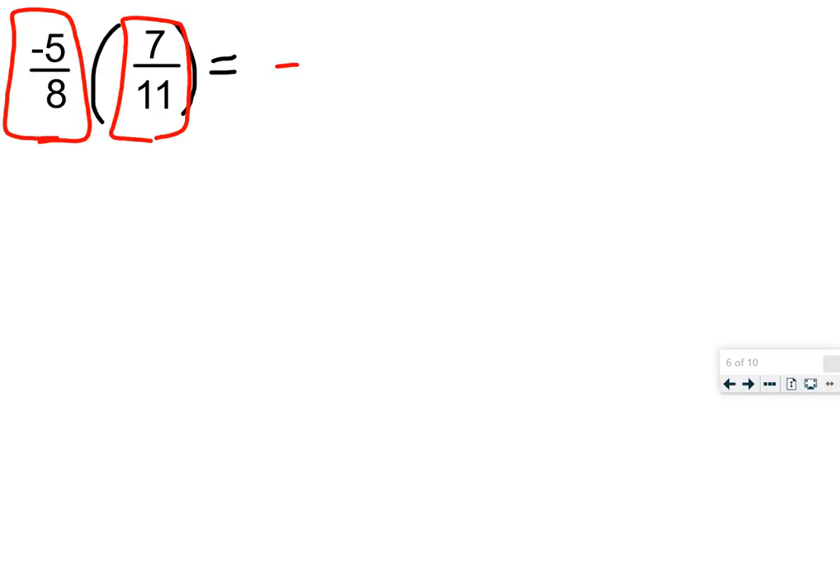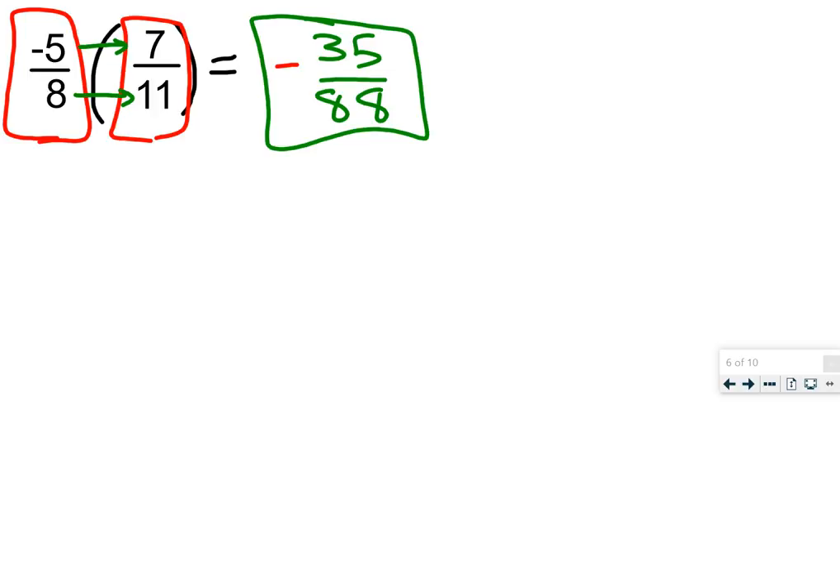So again, multiplying across the top, 5 times 7 is 35. And 8 times 11 is 88. These numbers don't have anything in common, so that is your answer. Fairly simple.